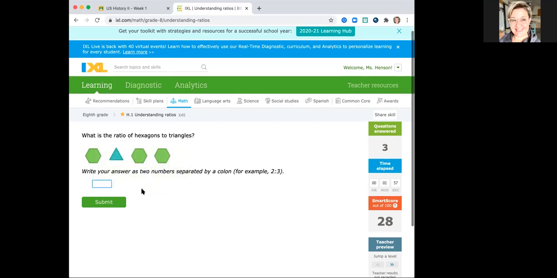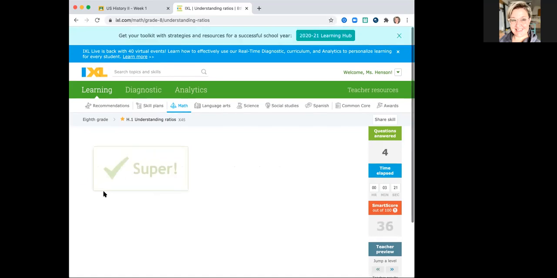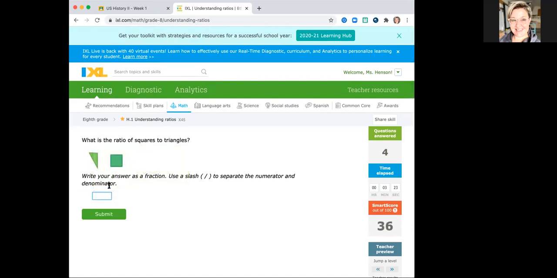Okay. What is the ratio of hexagons to triangles? We're going to look at the directions: write your answer as 2 numbers separated by a colon. So for how many hexagons are there to how many triangles? So hexagons first, 1, 2, 3. We're using the colon. And then how many triangles? Just 1. So this can go really quickly, but you do need to read carefully and then make sure you answer correctly.